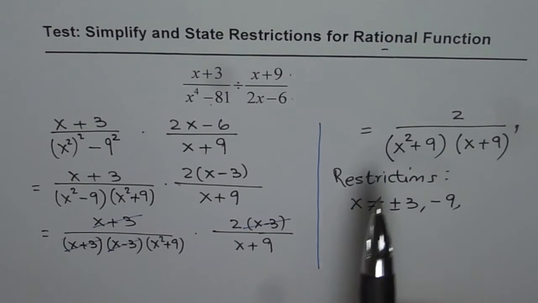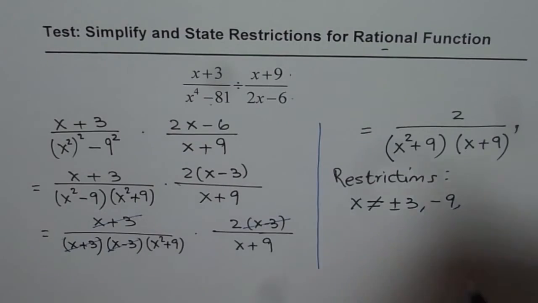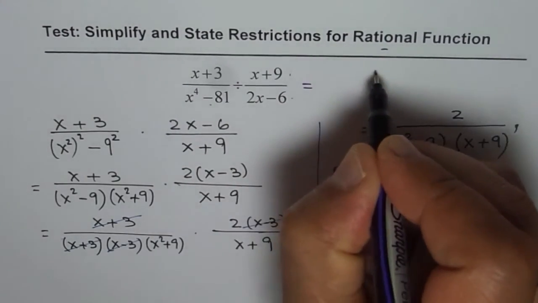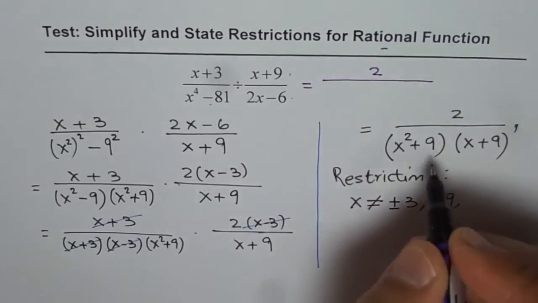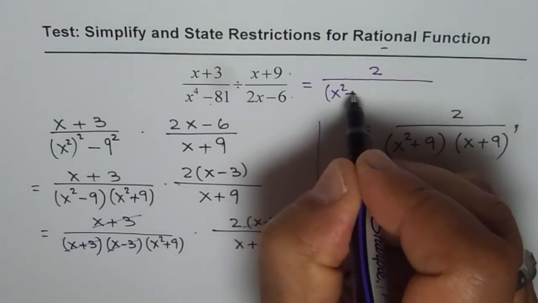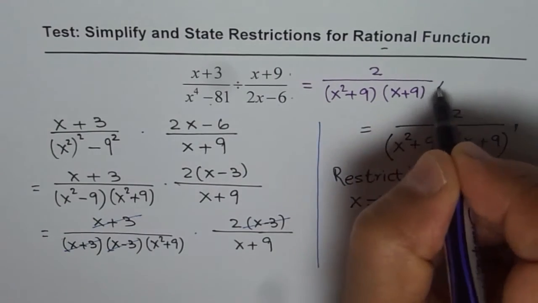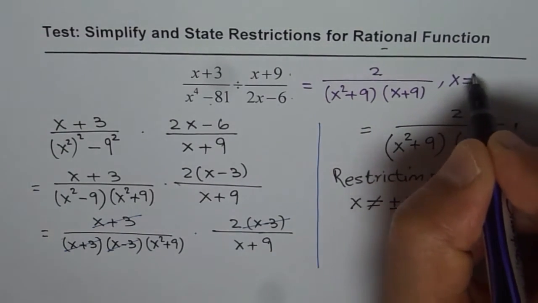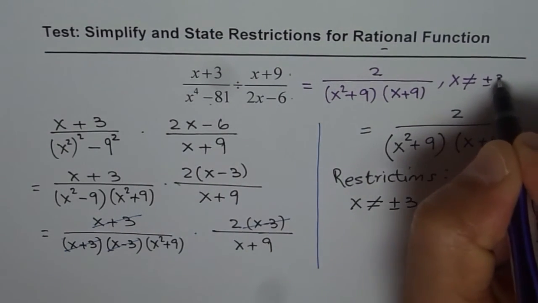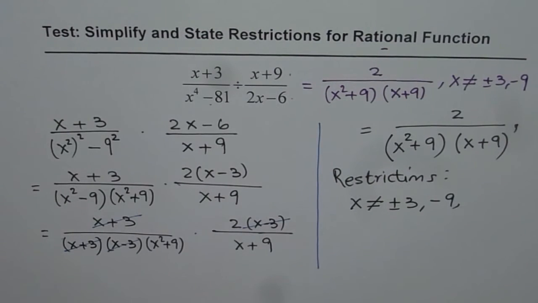So we should always write down this answer as, let me write down the solution now, this is equal to 2 over (x^2 + 9)(x + 9), where x is not equal to plus or minus 3 and -9, correct? So that is how we can solve this question.